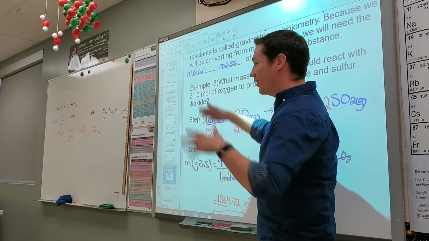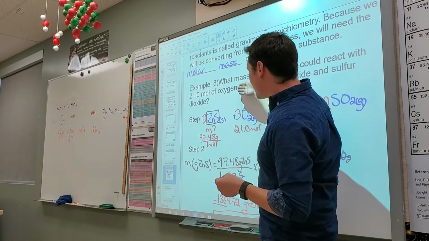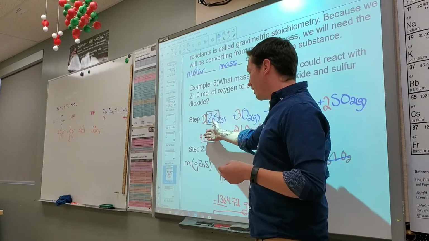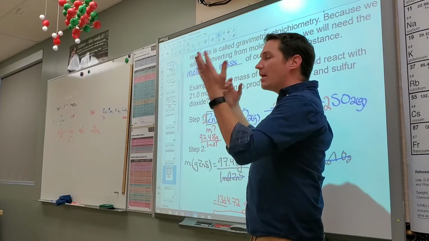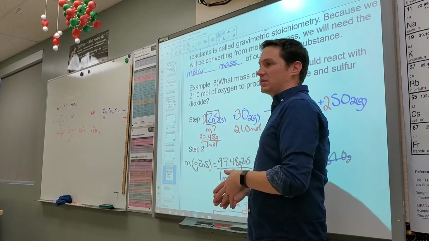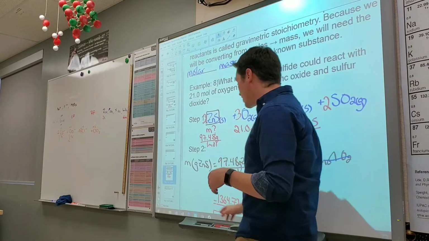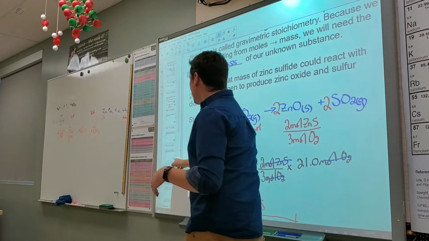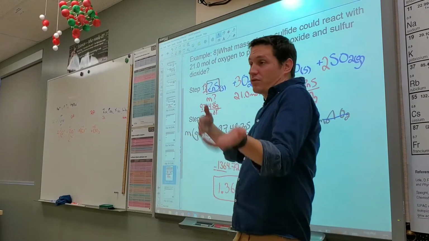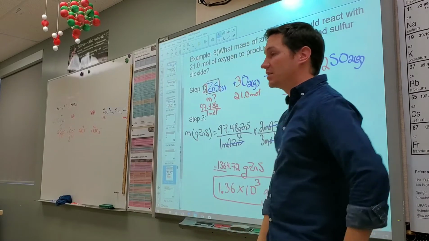So it allows us to convert from moles of one thing to moles of another thing. But if we want mass, what's that missing link? What's the missing link between moles of this and mass of this? Molar mass. Again, the molar mass is a conversion factor as well. What does the molar mass allow us to convert between? Grams and moles of that one particular substance, right?